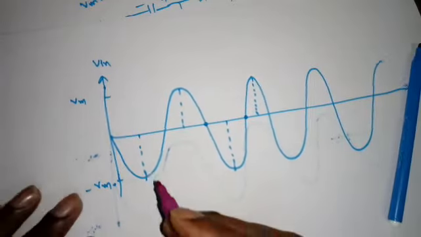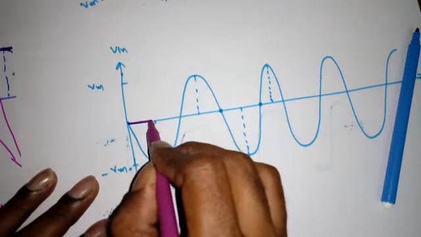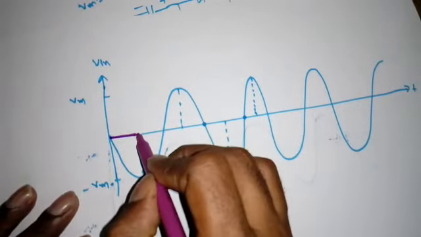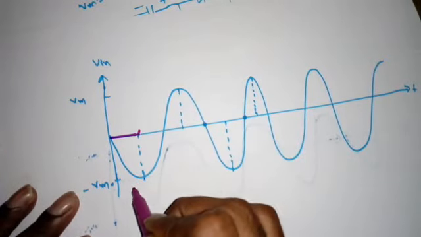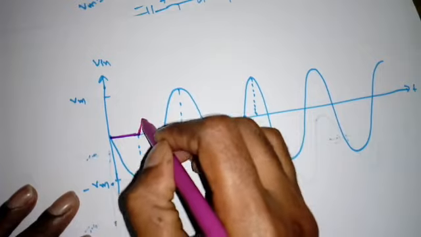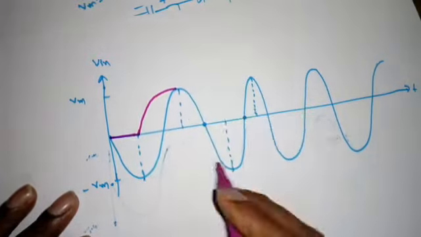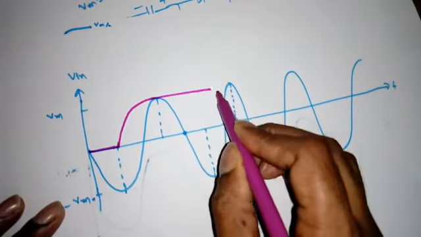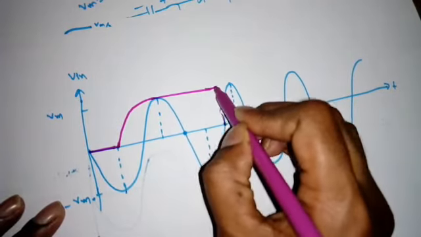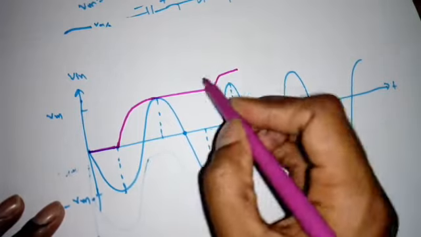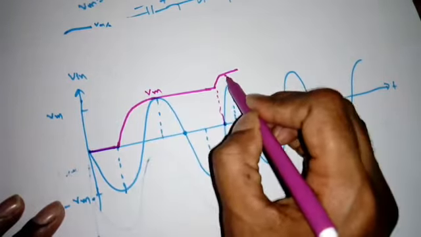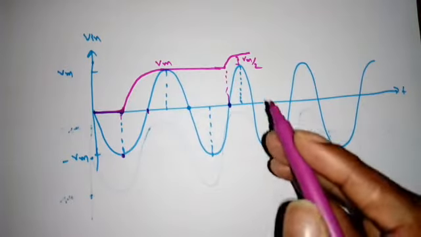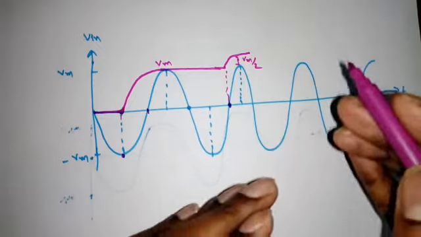So this is the input waveform. Up to here the Vout was 0, right? And from here, from minus 5 or minus Vm to plus Vm, the capacitor C2 is charging, and it is charged to Vm. Then it will maintain constant up to this point. Then how much will it charge? This is the Vm, so this will be Vm by 2.